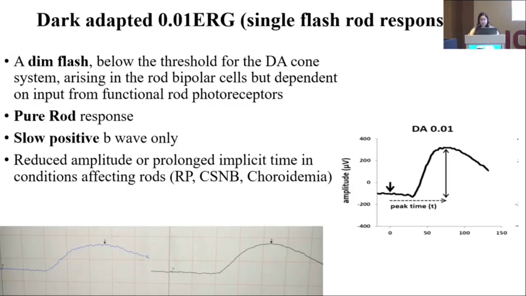Dark adapted 0.01 is a single flash rod response. It's a pure rod response. There's a slow positive B wave only. Reduced amplitude or prolonged implicit time is seen in conditions affecting the rods like RP and CSNB.